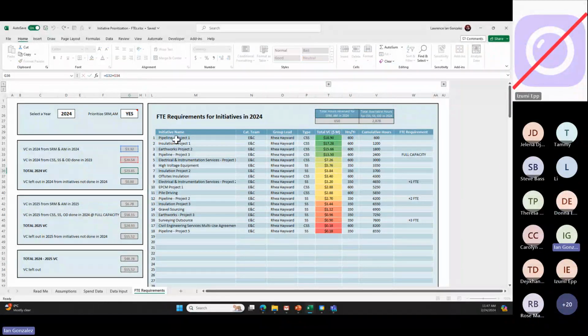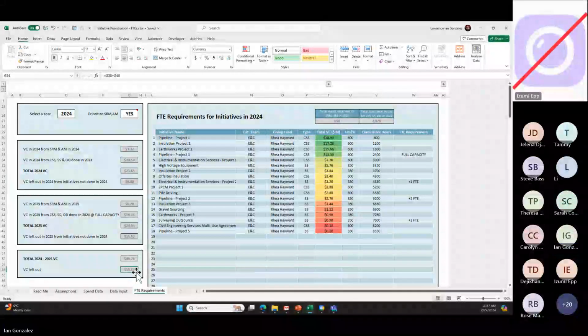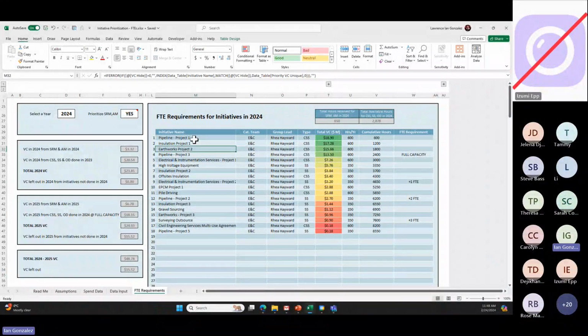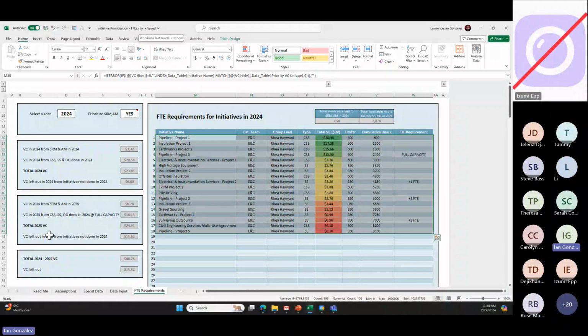I think left out means it's whatever's beyond full capacity. This is what you're putting out on the table, or something. I forget what it means, but that's what it is. That's the output. This one, fortunately, is not a macro-enabled file. There are no macros here. It's just complex Excel formulas.